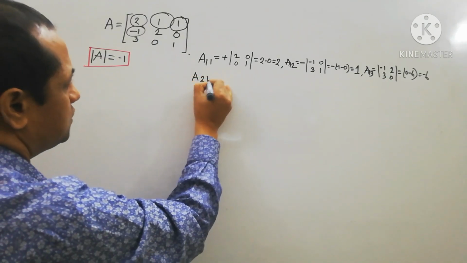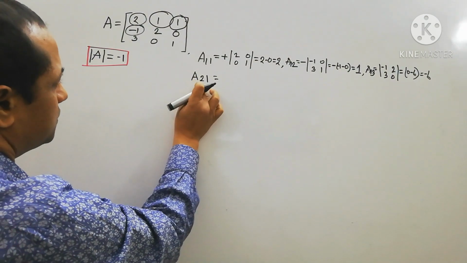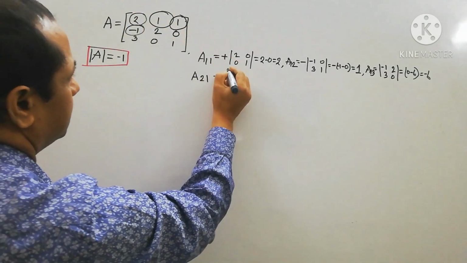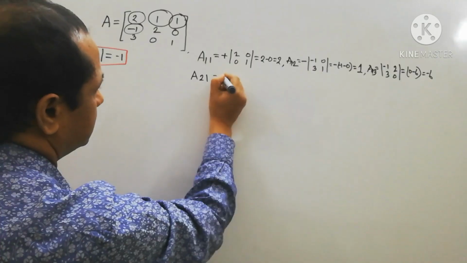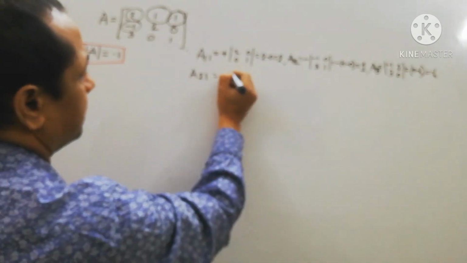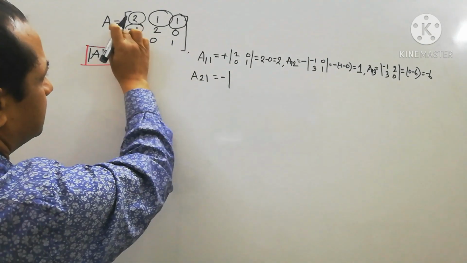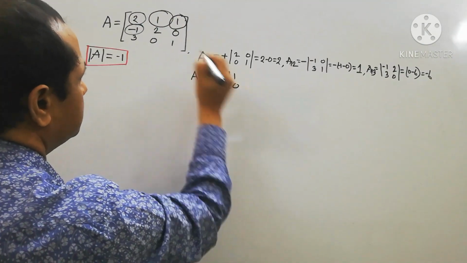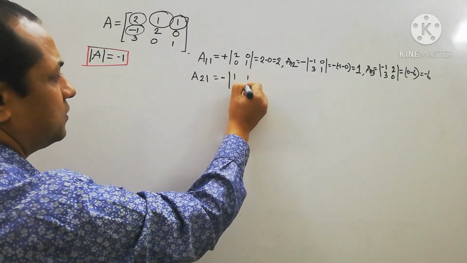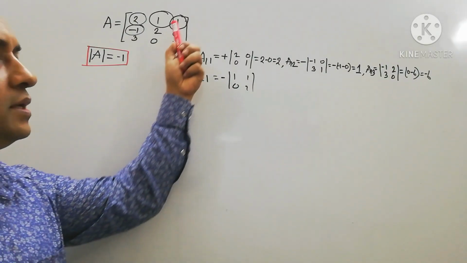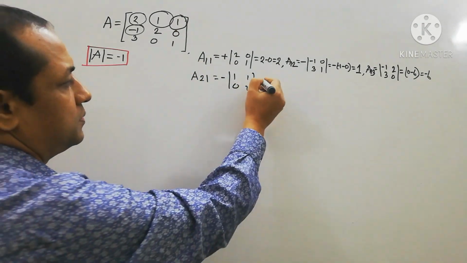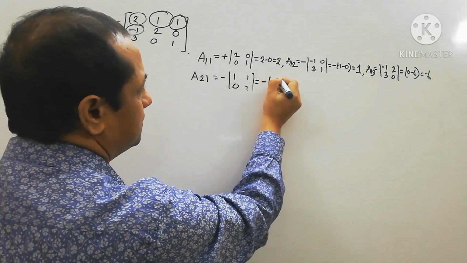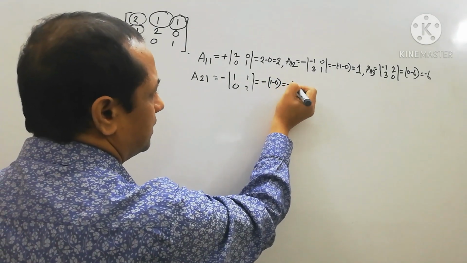Similarly, find the cofactor of minus 1. Position is A21, second row and first column. So second row and first column are cancelled. Then we have 2 plus 1 is 3, so the cofactor is minus. Rest of the entries are 1, 0 and 1, 1. So we have minus 1 into 1 minus 0, which equals minus 1.